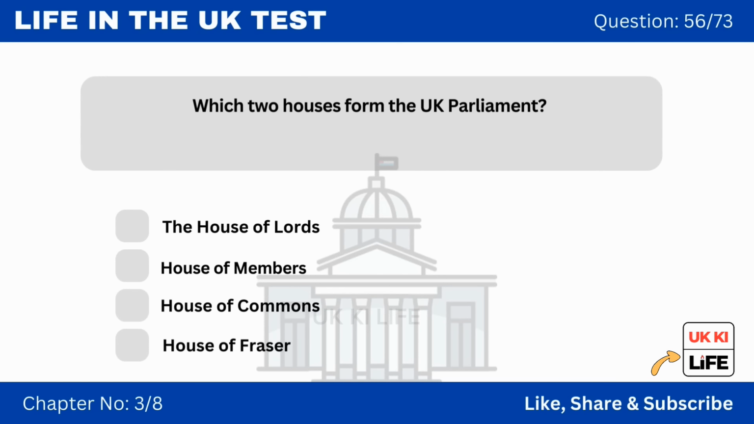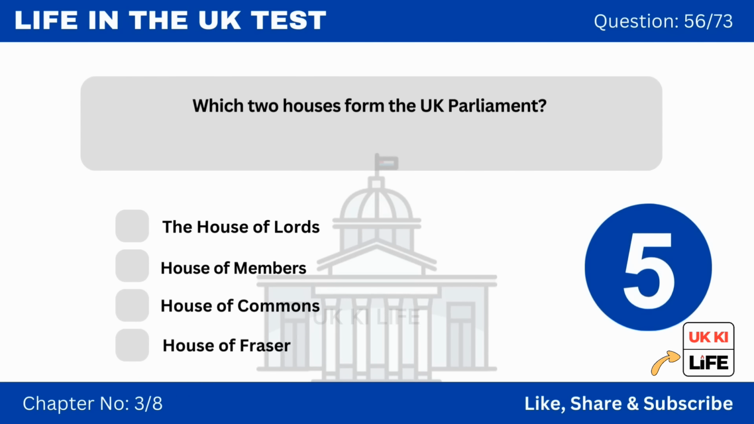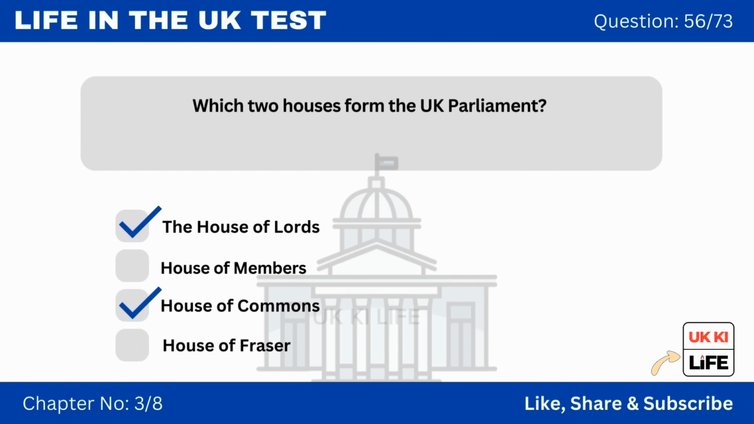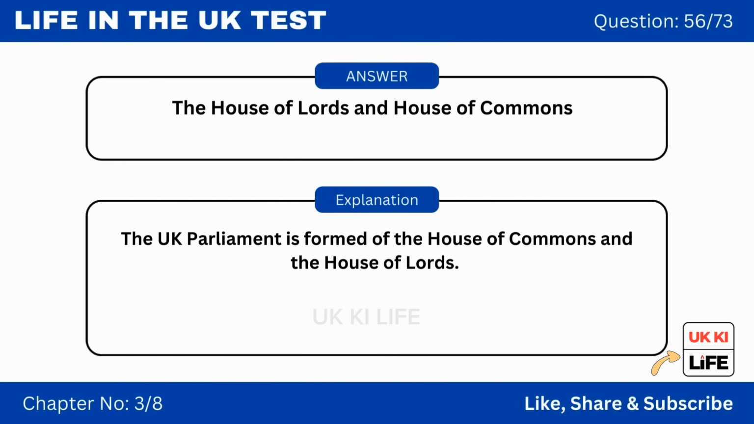Question 56. Which two houses form the UK Parliament? The House of Lords, House of Members, House of Commons, House of Fraser. The correct option is A and C. Explanation. The UK Parliament is formed of the House of Commons and the House of Lords.